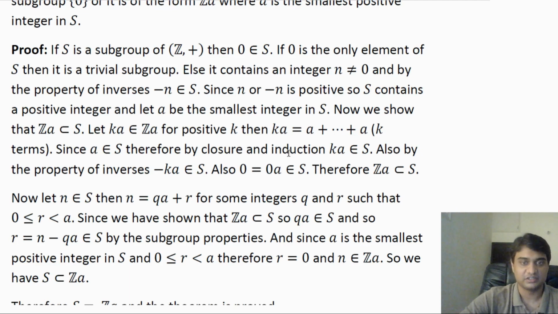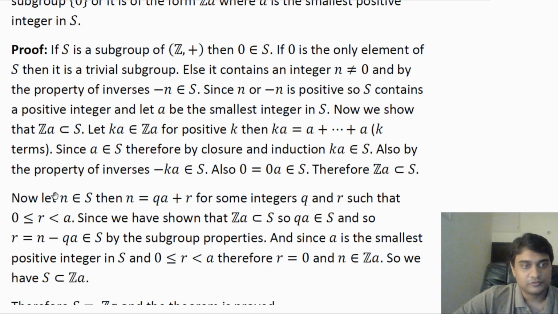This is very easy to see by induction. You use induction on the number of terms. For two terms it holds, then assume it holds for n terms, and prove that it also holds for n plus 1 terms. So KA is in S.